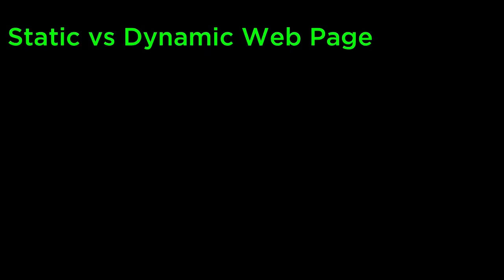The same way we can think of static and dynamic data, we can think of web pages in the same way. If every time we load a web page it has the exact same content, then we can think of it as a static web page. If at least some of the time that we load a web page it has different content, then we can think of it as a dynamic web page.